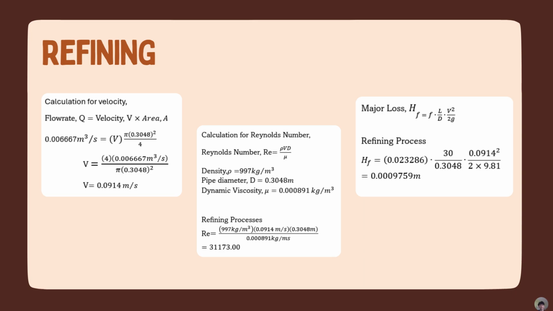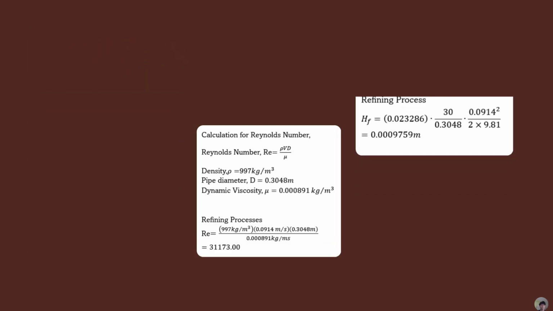With the value of Reynolds number, we can find the friction factor. In order to find major head loss, we have to use formula HF equals to F friction factor, length over diameter, times velocity square over 2g. We substitute the value of friction factor into the formula and we get 0.000979 meter. This is the value of major head loss.